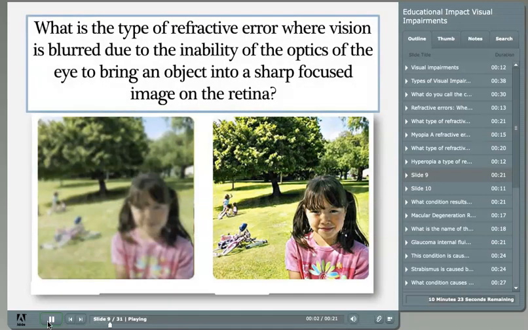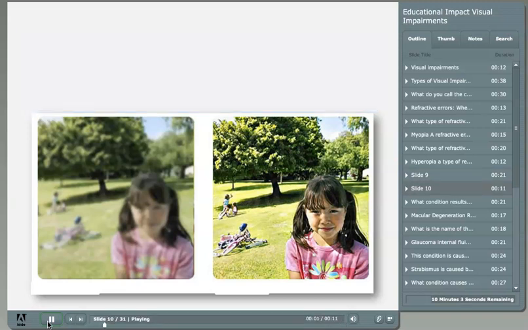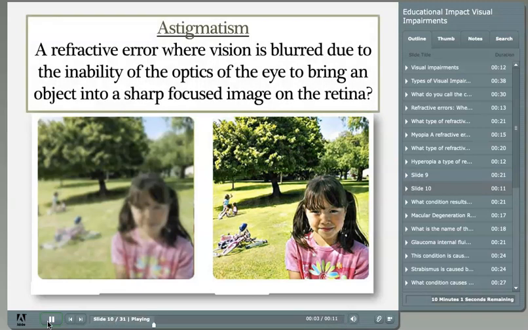This is a refractive error where vision is blurred due to the inability of the optics of the eye to bring an object into a sharp, focused image. If you said astigmatism, you are exactly right. In astigmatism, both objects near and far are blurry.